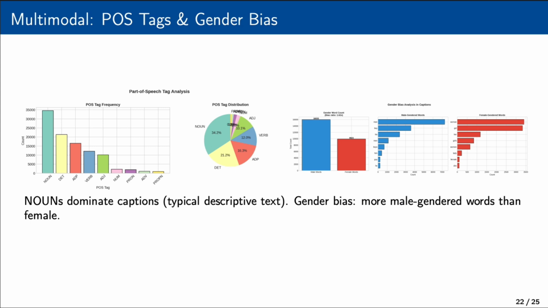However, we also detected a gender bias. Male gender words appear at 1.42 times the frequency of female gender words. The most common male terms are man, boy, and he, while female terms woman, girl, and she appear less frequently. This is an important bias to be aware of when training captioning or retrieval models.